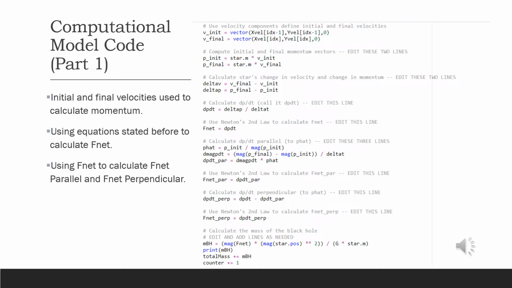parallel and perpendicular. As you can see on these lines, I calculated the initial and final velocity of the star and delta V and delta P, which I used to calculate dp/dt and use that to calculate the net force using Newton's second law. From there, I used that to calculate F-net parallel and perpendicular and use the total of that to calculate the mass of the black hole overall.